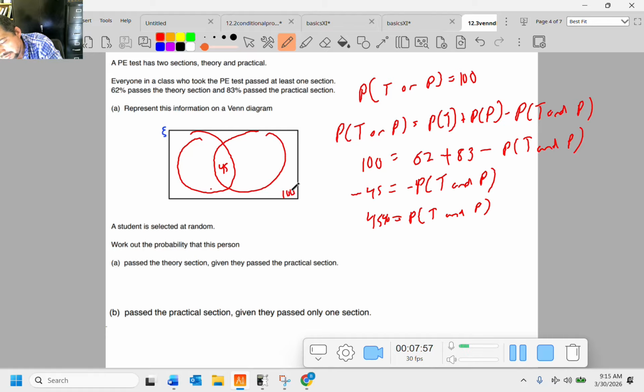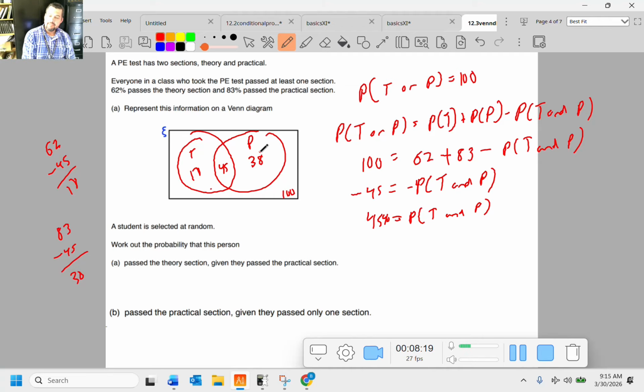There's 100% in this thing. Now, let's call this theory. It's 62%. 62 minus 45 is 17. Leave 17 there. Let's call this practical. 83 minus 45 is what, 38? 38. Now, the Venn diagram is complete. I can find some probabilities, like that I passed theory given they passed practical.